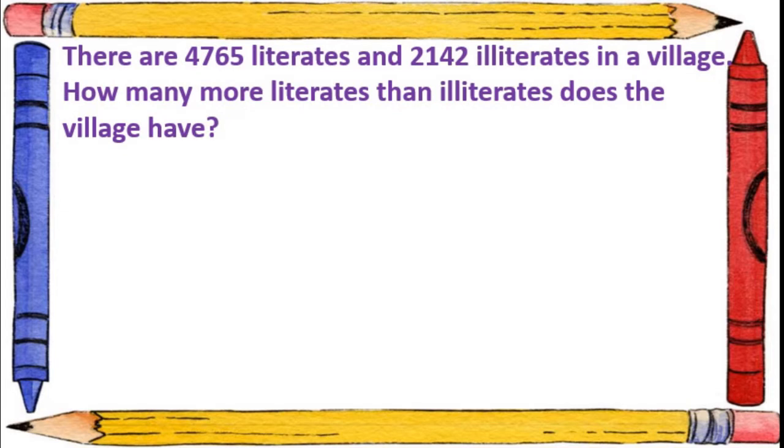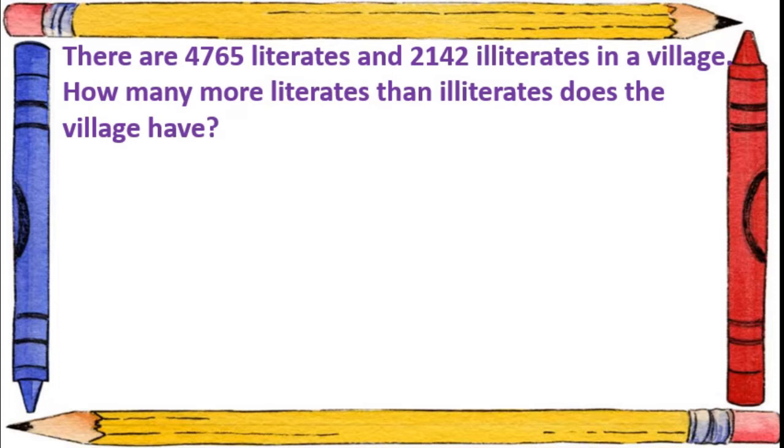This one problem sum is there. There are 4,765 literates and 2,142 illiterates in a village. How many more literates than illiterates does the village have? Yes, you know the meaning of village, a gaon, correct? And in that village, there are so many people. Okay, and from those people, 4,765 are literates. Literates means one who can read and write.